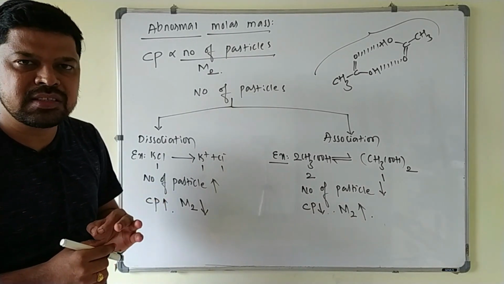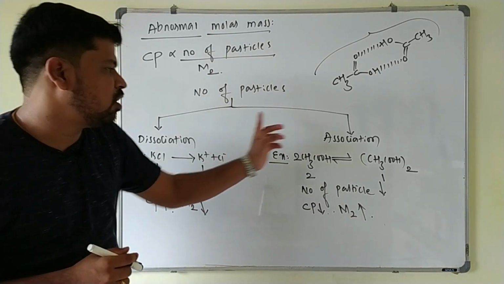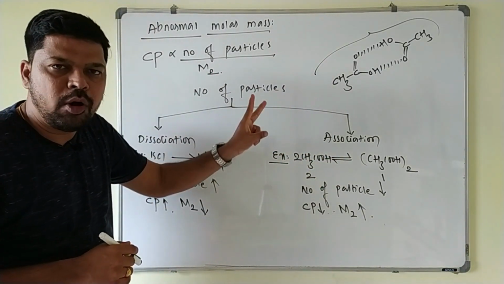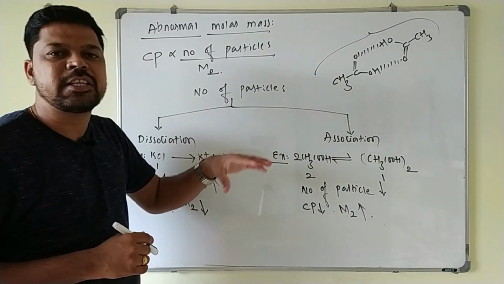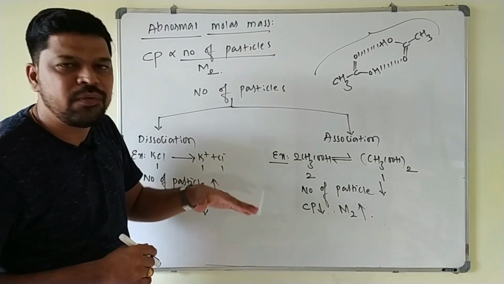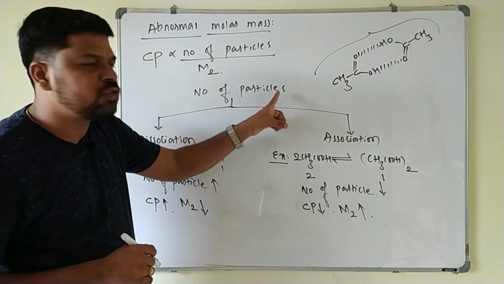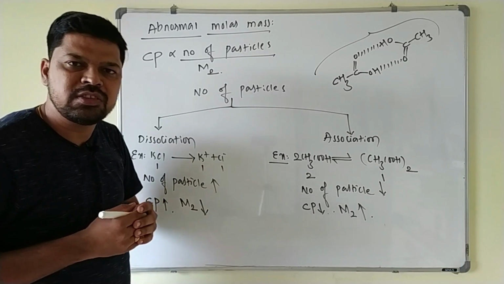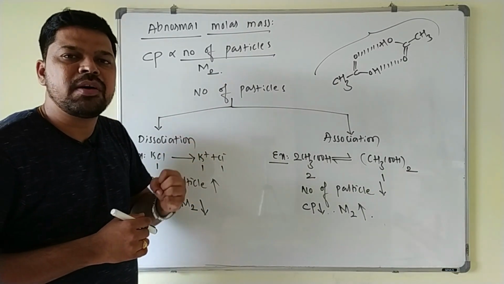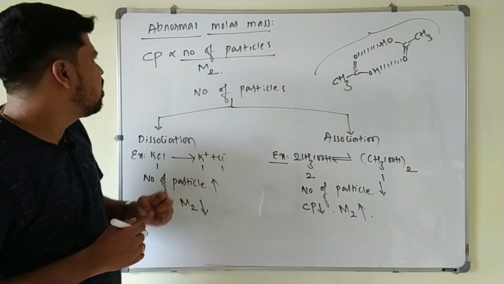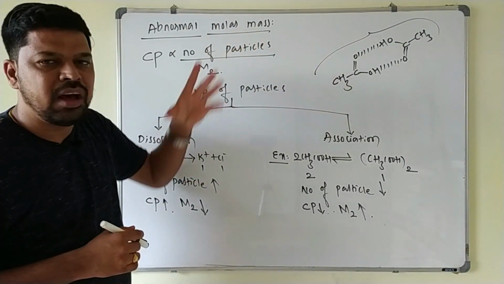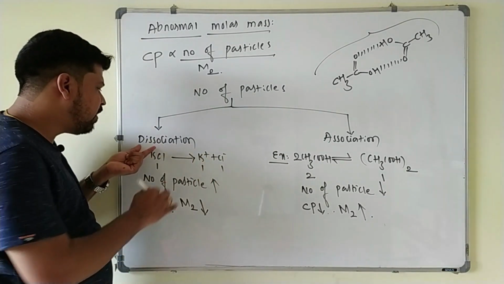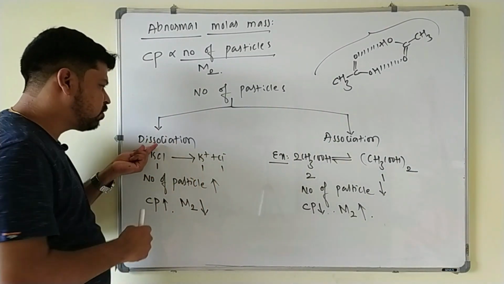Abnormal molar masses. For a solute which undergoes dissociation or association, what happens? The molar mass calculated by using colligative property will be either higher or lower than the expected value. You will not get the correct value because the number of particles is changing, the colligative property value changes, and the molar mass of the solute also changes. That is why such molar masses are called what? Abnormal molar masses.